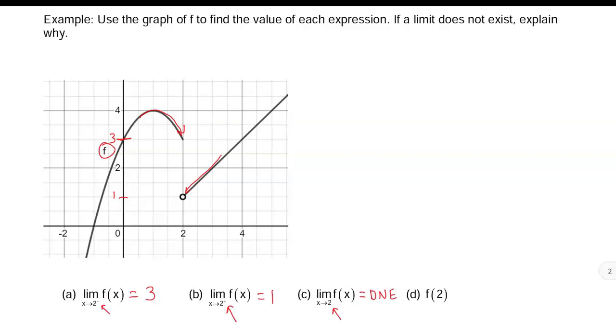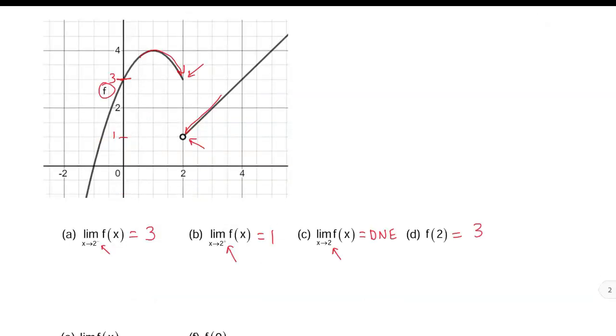Part D. What does it mean to find f of 2? Well, you want the value of the function where x equals 2. And x does not equal 2 for this piece of the function right here. It equals 2 for the piece of the function that starts there. So that value, f of 2, is 3. In letter E, the limit as x approaches 0, the function where x equals 0 does not have any jumps or holes in the graph or anything going on. It's a continuous function right there at x equals 0. So that equals the value of 3. And then f of 0 also equals 3.